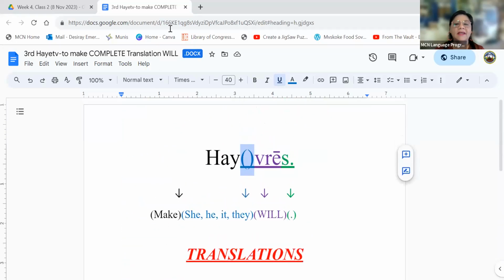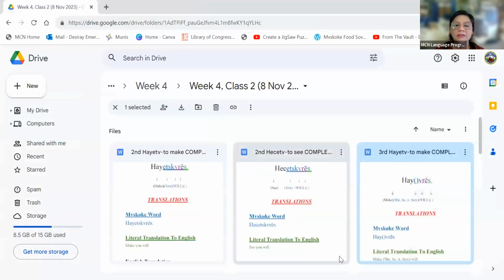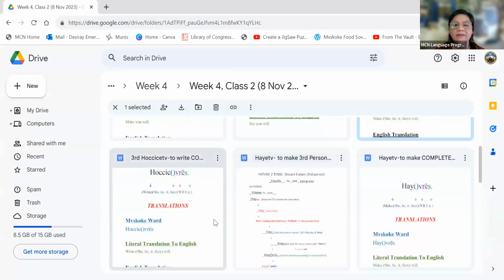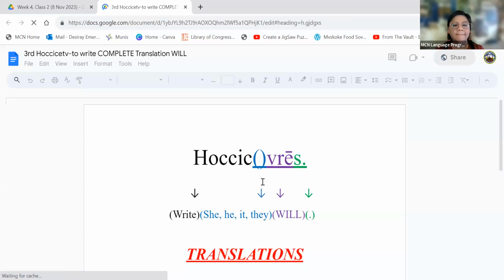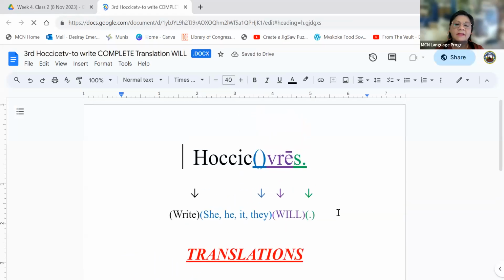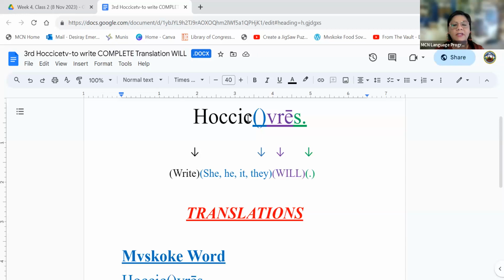All right. And I think I got one more third person to show you guys. Yeah, it was. Hojejida means to write. So hojej, that right here is your verb stem, person marker, verb tense, and then the S period is the period. Oh, goodness gracious, I moved it around. All right. So write, she will, write, he will, write, it will, write, they will.